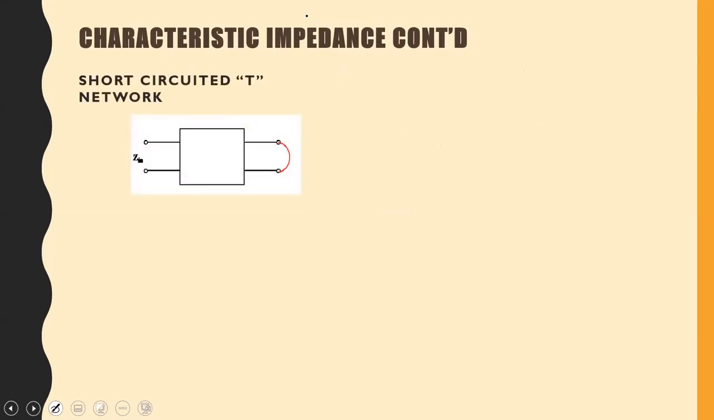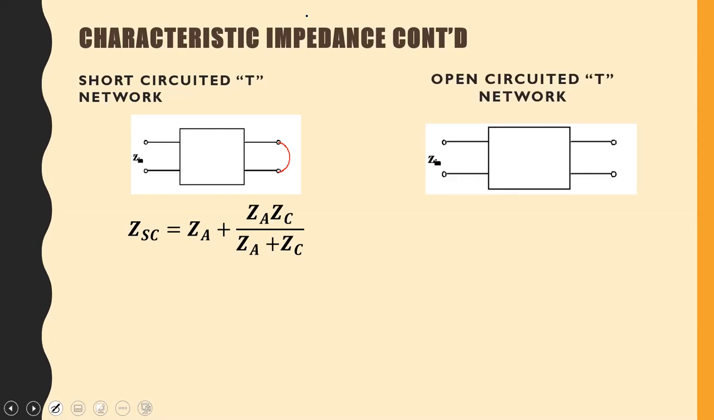So here I'm going to carry out a little exercise. We want to short circuit the T network. So I'm just going to short circuit the output terminals. If I short circuit those terminals, then the impedance would be ZA plus ZA ZC over ZA plus ZC.